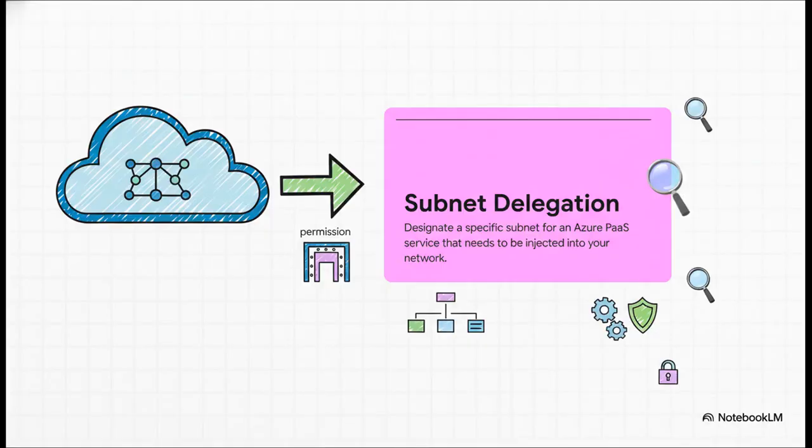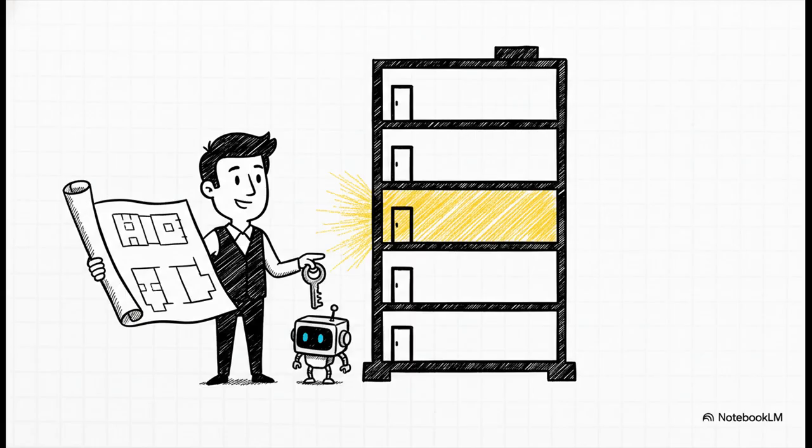So what in the world does it mean to delegate? Well, in simple terms, you're basically pointing to a specific chunk of your network and telling Azure, hey, see this subnet right here? It's now reserved exclusively for this service. You're giving that service explicit permission to set up its own little corner of your network, making sure it gets exactly what it needs to run flawlessly.